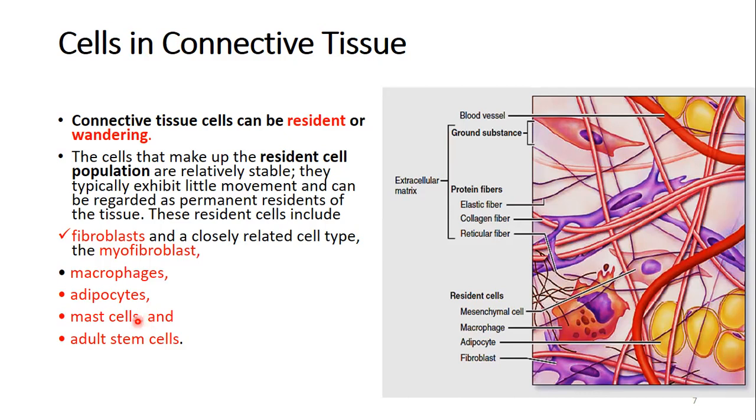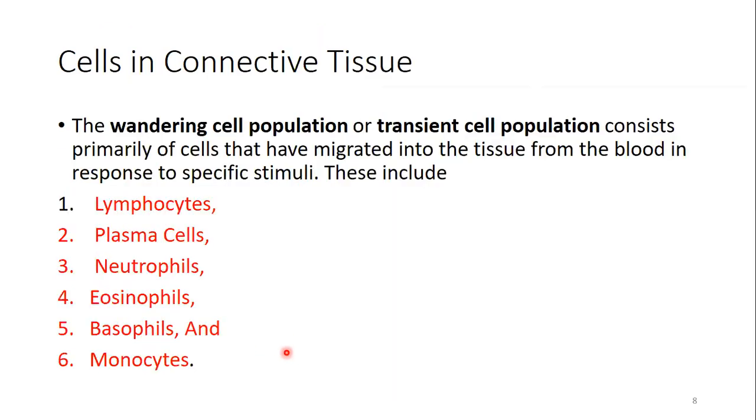Now, apart from having these cells, fibroblasts, myofibroblasts, macrophages, adipocytes, we also have stem cells, which we are calling here mesenchymal cells. So those are the permanent cells. What about the transient ones? Transient cells, these are wandering cells, cells that will just be found in connective tissue in special circumstance, like I was saying, during infection.